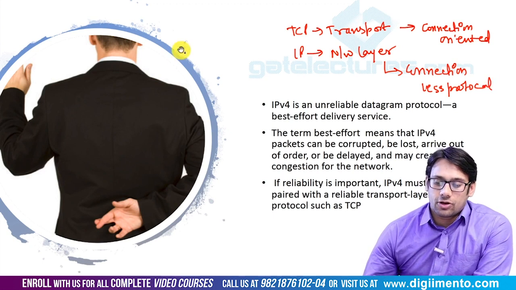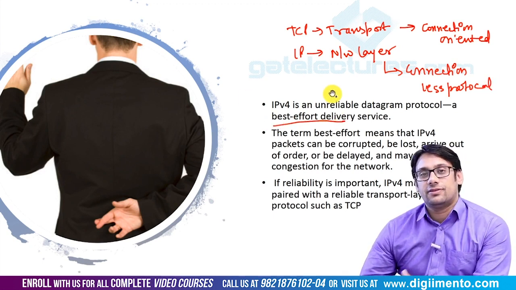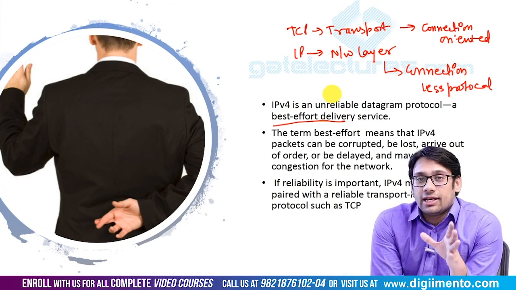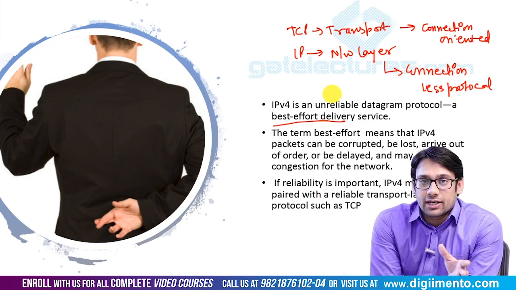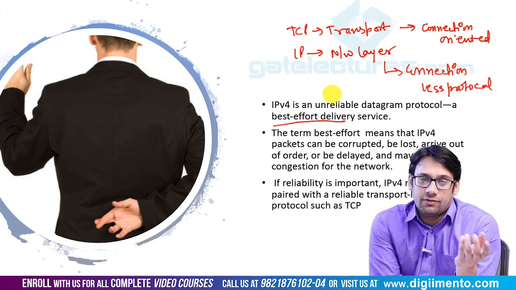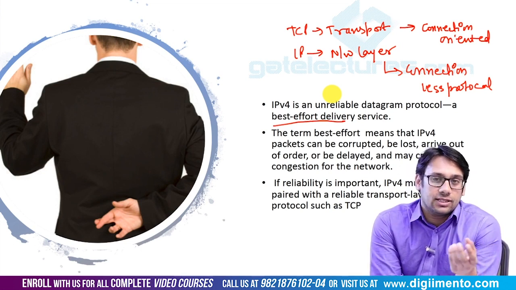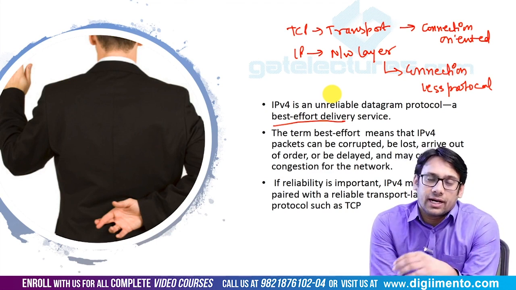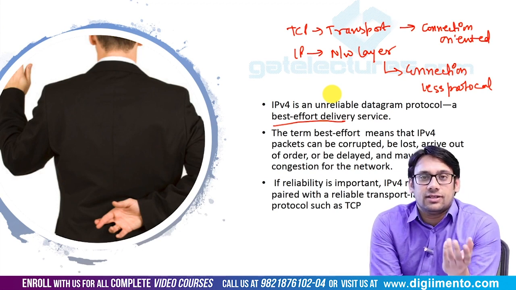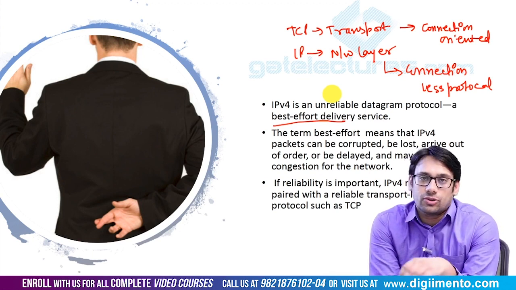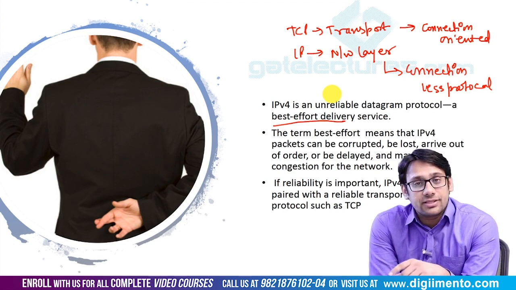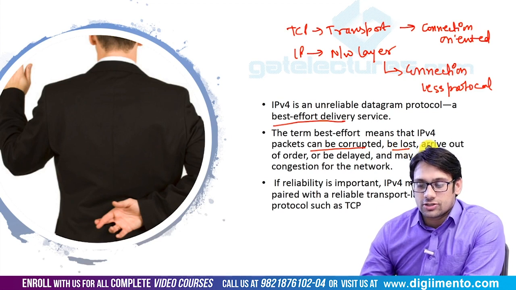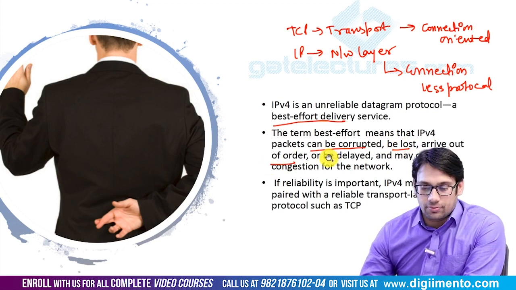And secondly, we call it a best effort delivery service. What exactly is the best effort delivery service? It says that we will try our best to deliver the packet. But sometimes if we fail to deliver the packet, then we cannot guarantee its success. It might happen that sometimes the packet will get discarded, sometimes the packet will get lost throughout the network. So the term best effort means the IPv4 protocol packets can be corrupted, be lost, or arrive out of order or be delayed.